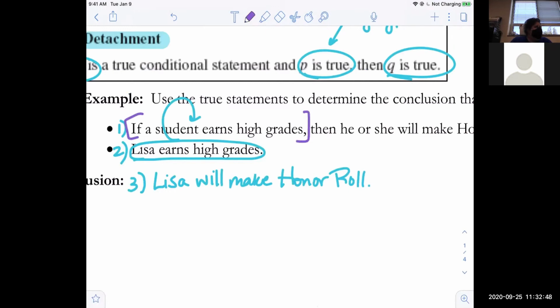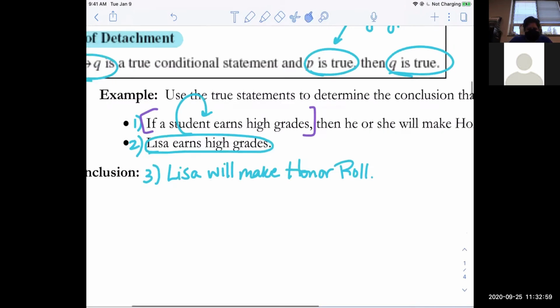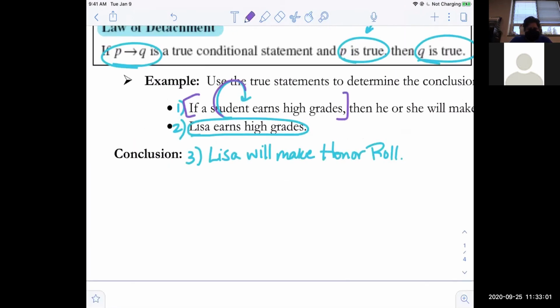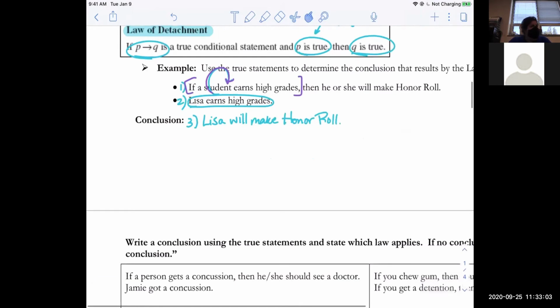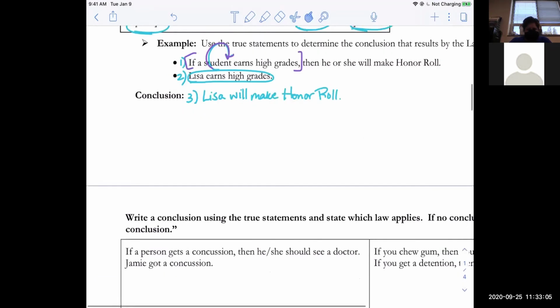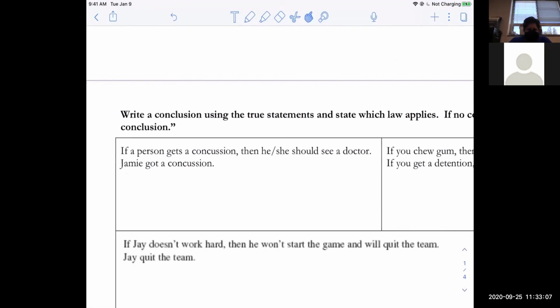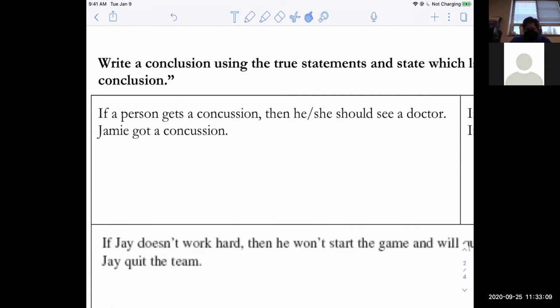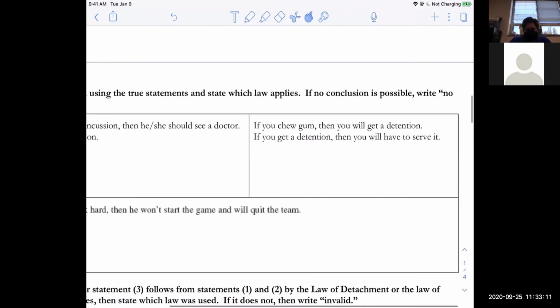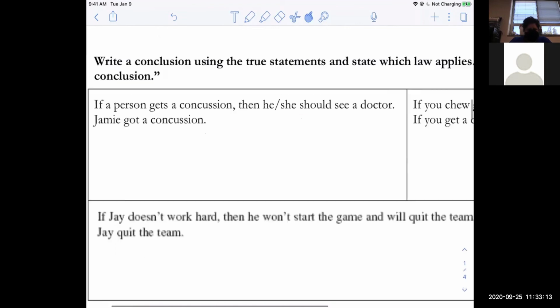Here's a true statement. If this happens, then this happens. Then it's like, well, this did happen. Therefore, that general sentence applies to that specific example as well. But you have to make sure that this applies to the first part of the if-then statement, to the hypothesis. Write a conclusion using the true statements, state which law applies. If no conclusion is possible, write no conclusion.